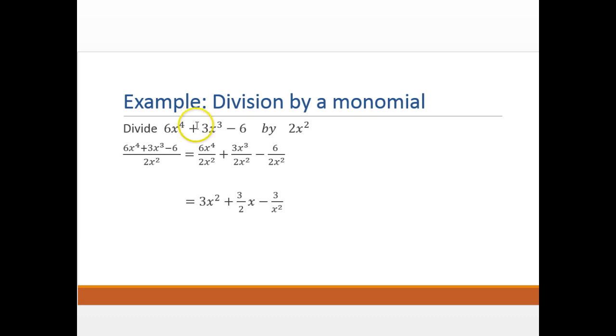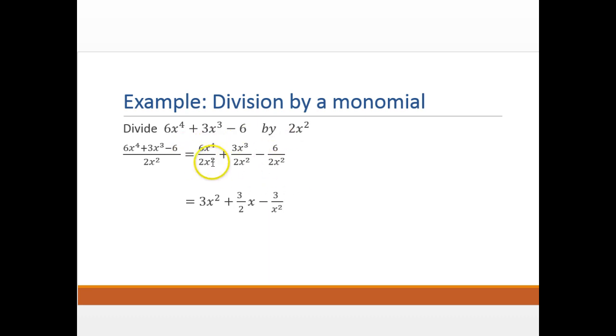When I want to divide a polynomial by a monomial, I can write it as a fraction, in this case 6x to the fourth, plus 3x cubed minus 6, all divided by 2x squared. I can then split each term in the numerator and divide it separately by the denominator. So this becomes 6x to the fourth over 2x squared, plus 3x cubed over 2x squared, minus 6 over 2x squared. This now allows us simply to apply our rules of exponents.